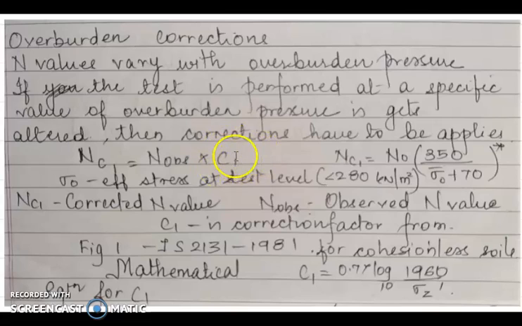Okay, so let's say that correction is C1, and what is your observed N value that you get from the field test is N_OBS. Now your corrected N value will be written as N_C1. Now this C1 you can get from an equation, which is given here: 0.77 log to the base 10 of 1960 upon sigma z dash. Sigma z dash is your effective overburden. Or you can get this C1 from the chart.